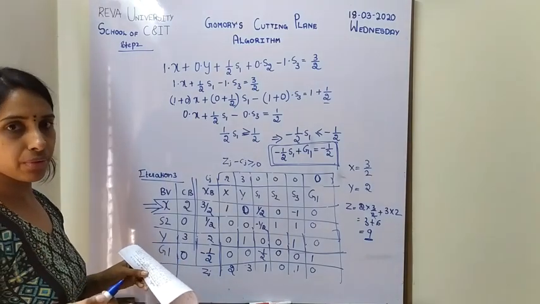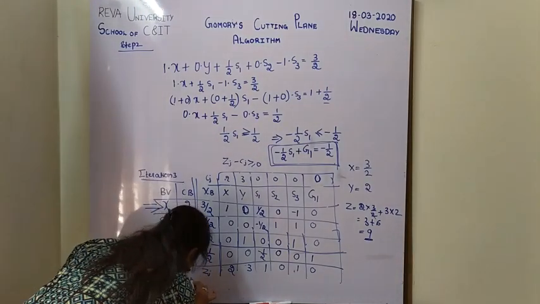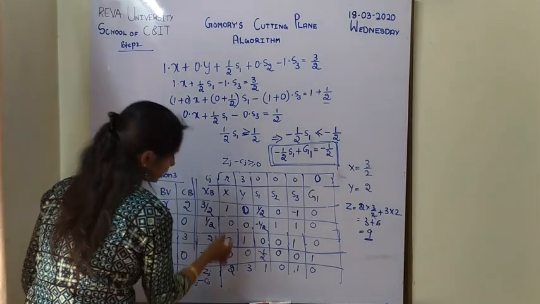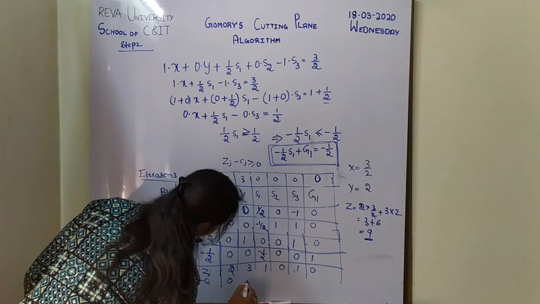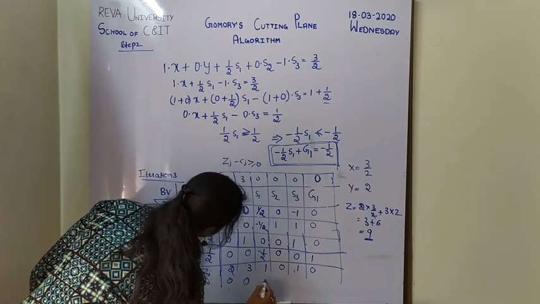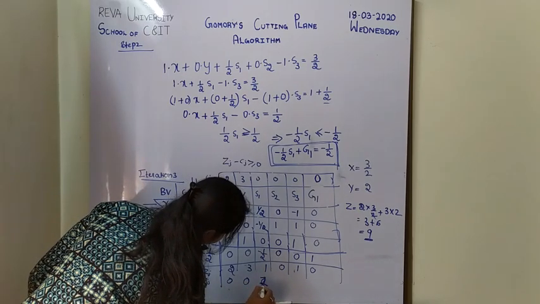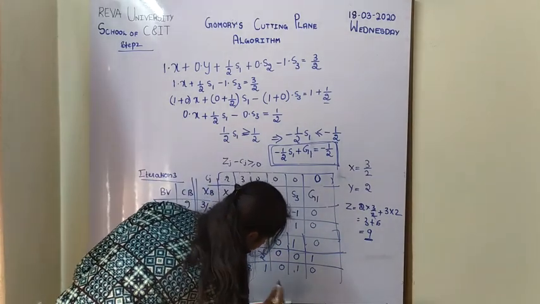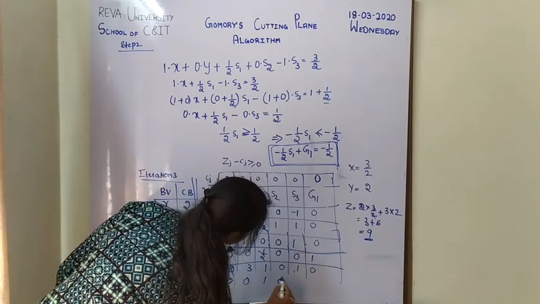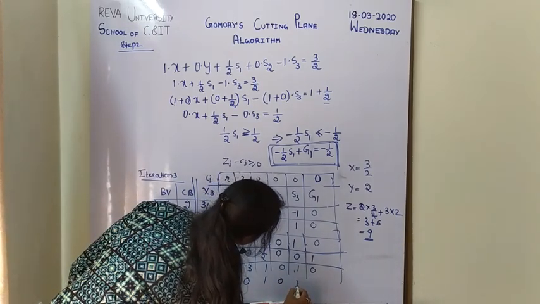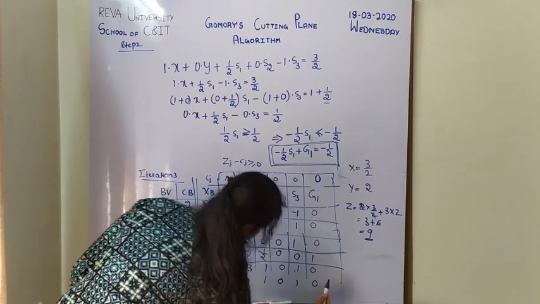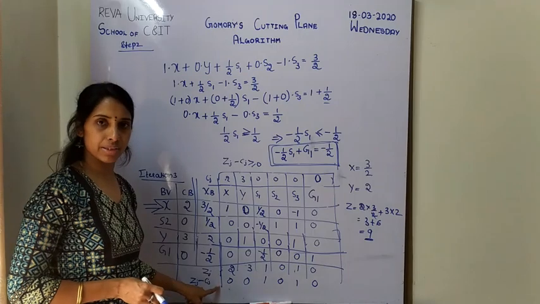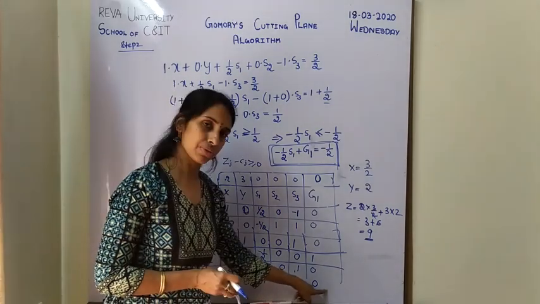Now the next step is you have to find out Zj minus Cj. So 2 minus 2 becomes 0. 3 minus 3 becomes 0. 1 minus 0 becomes 1. And 0 minus 0 becomes 0. 1 minus 1. 1 minus 0 becomes 1. 0 minus 0 becomes 0. So if you observe here, Zj minus Cj, all the values are positive.